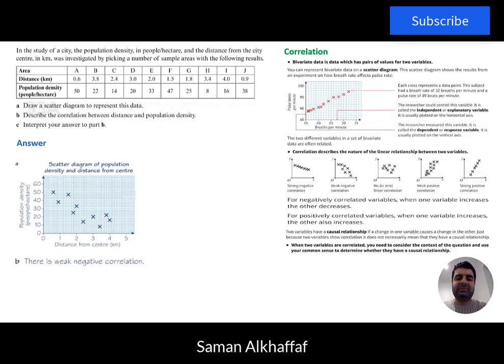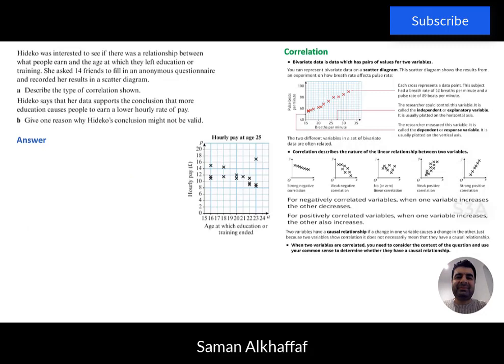For part C, we need to interpret the answer for part B. So in this scenario, as distance from the center increases, the population density decreases, and this almost aligns with what we said in part B in terms of being a negative correlation and the data being weak. And this will be our answer for this question.